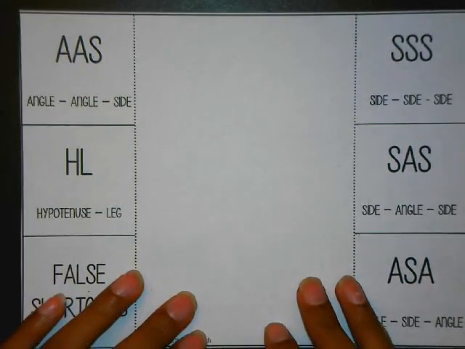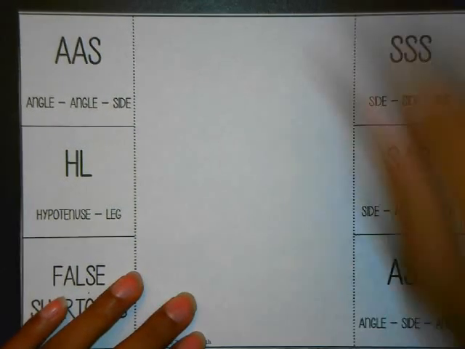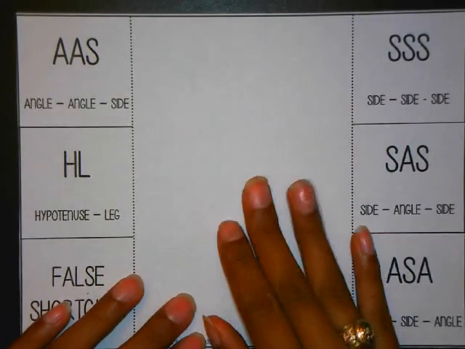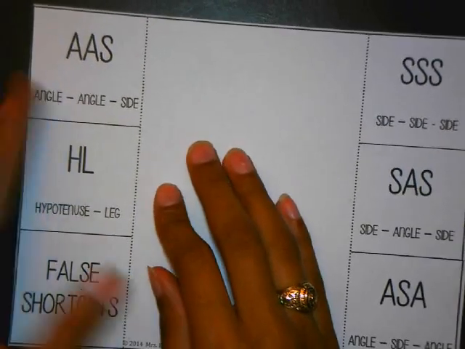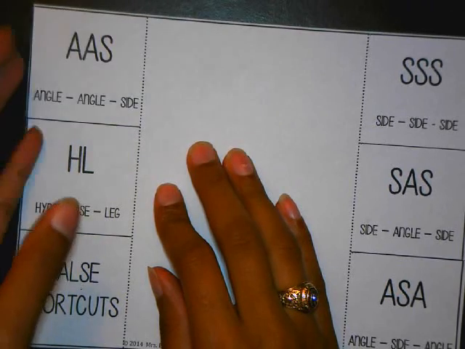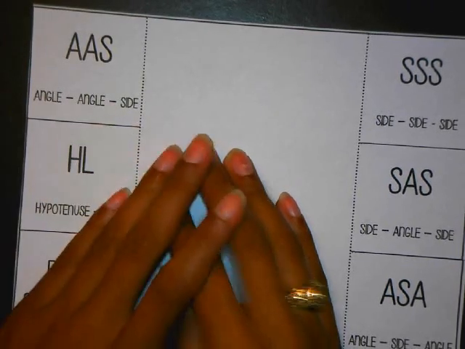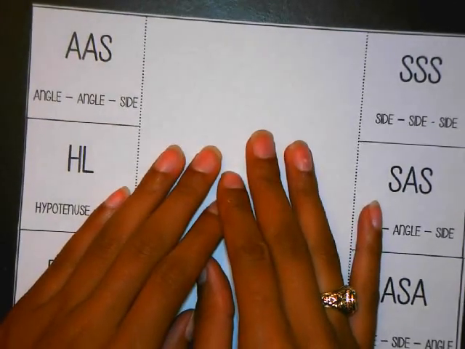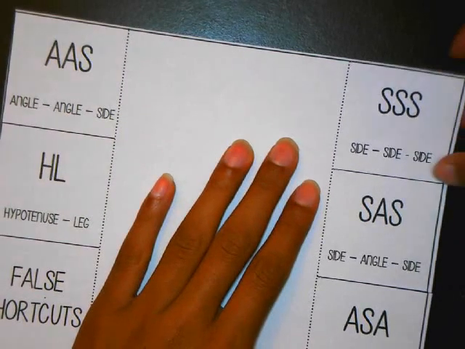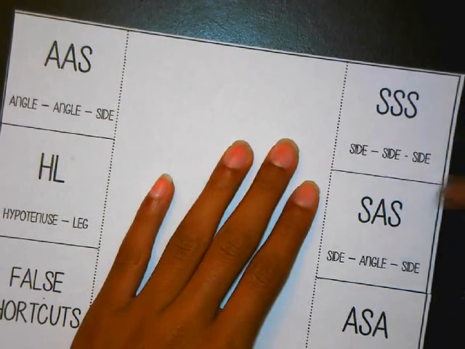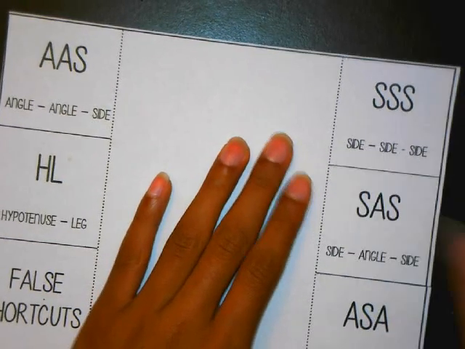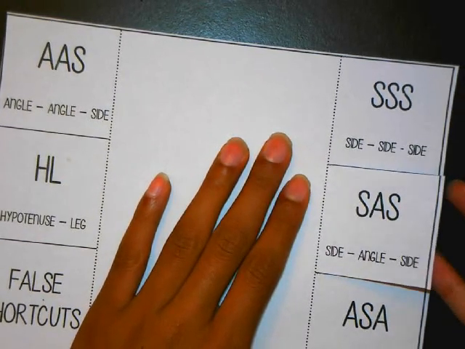Alright, welcome to your triangle congruence foldable notes, and let's go ahead and get started. Before I actually did this foldable, I went ahead and pre-cut the flaps. If you want to pause the video and do that, you can. All you need to do is cut along the solid line, and you're going to stop when you get to the dotted line. I did that for every single one.